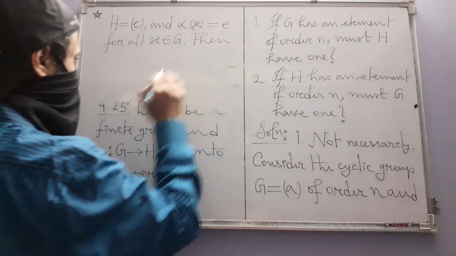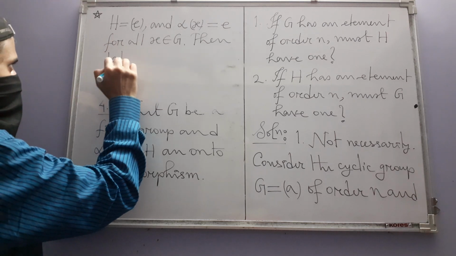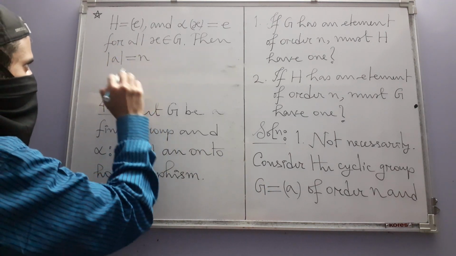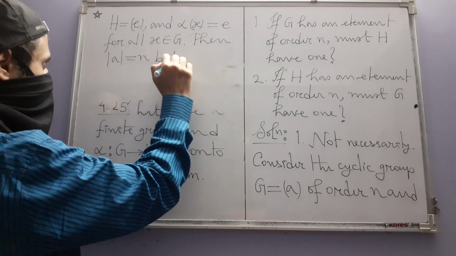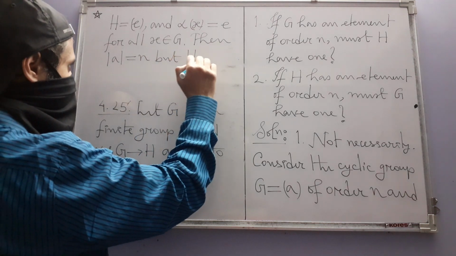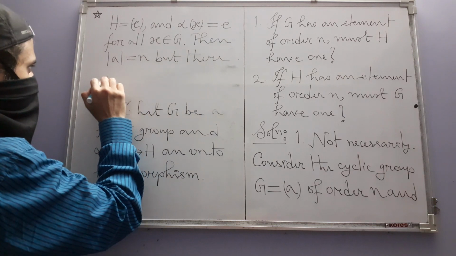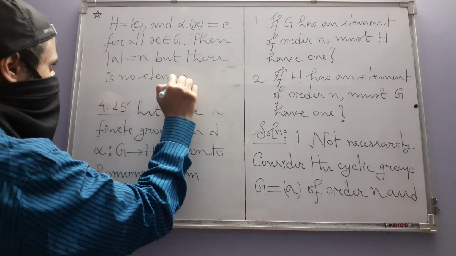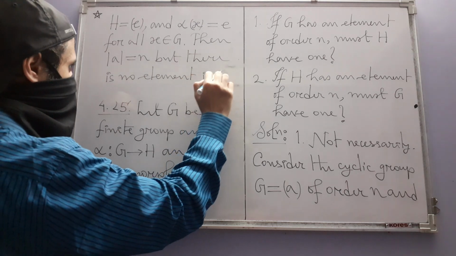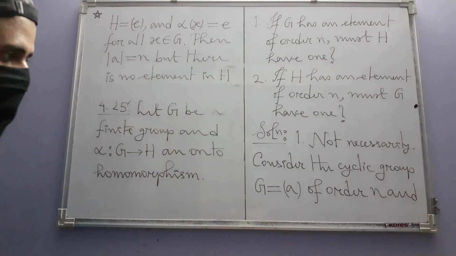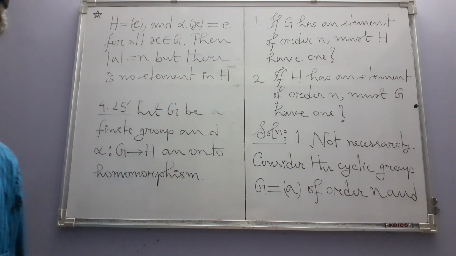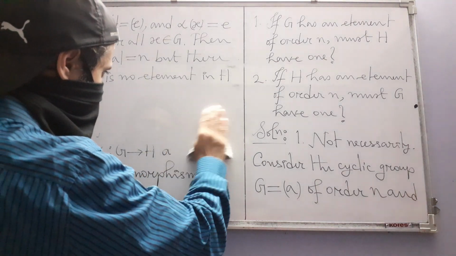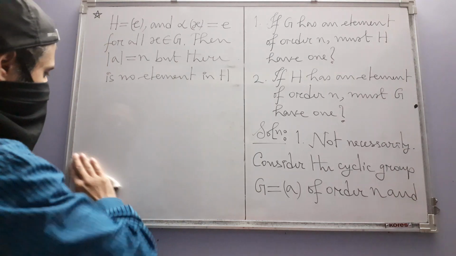Then the order of A, which obviously is in G, is n, but there is no element in H of order n. And in this example, obviously we are assuming n to be greater than 1.